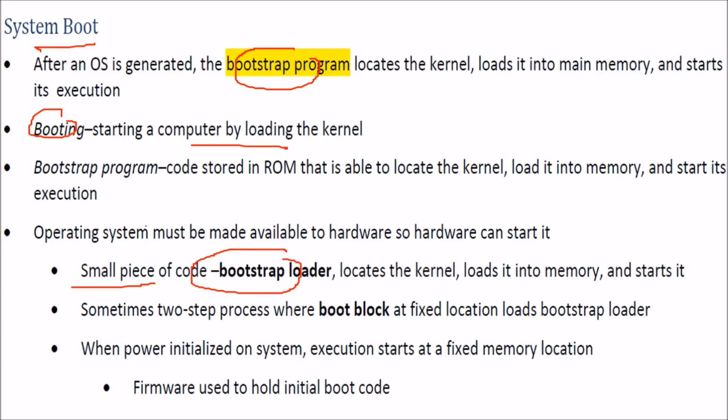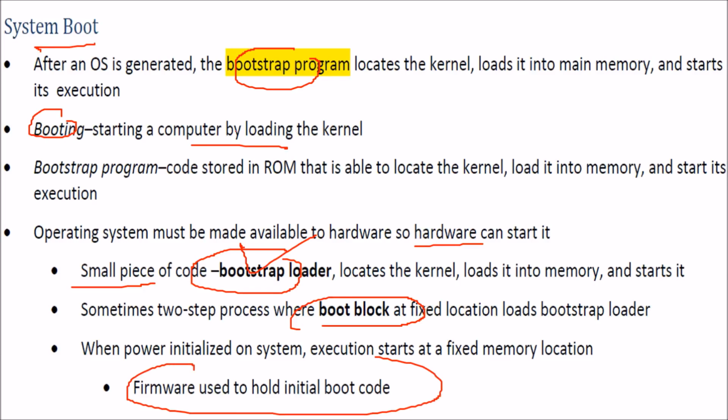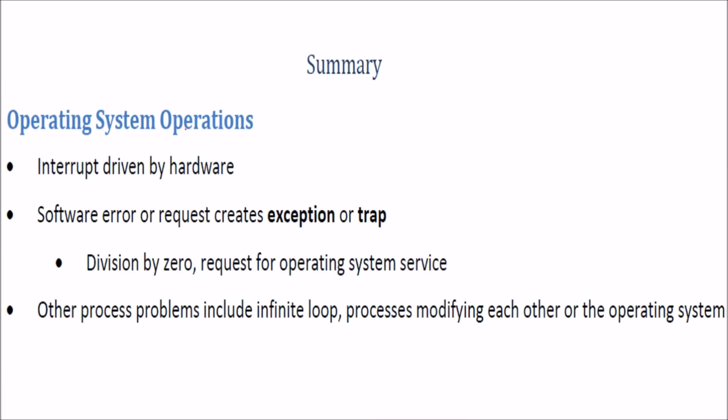The operating system must be made available to hardware, so hardware can start it. This is done by the bootstrap loader. Sometimes it is a two-step process, where the boot block at a fixed location loads the bootstrap loader, and we have firmware that actually does that. Then let us summarize what we have seen, and we'll add some more things.